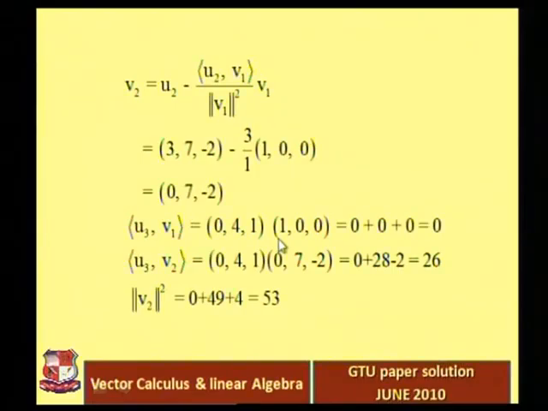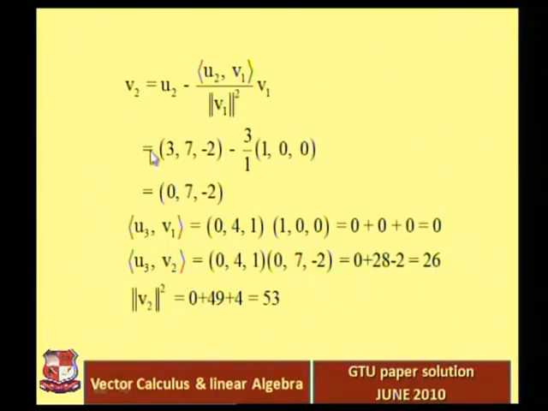So (0, 4, 1) dot (1, 0, 0) is equal to 0 into 1, that is 0, 4 into 0, that is 0, and 1 into 0, so 0. So 0 plus 0 plus 0, that is 0.